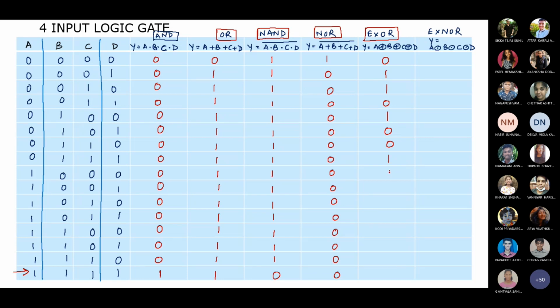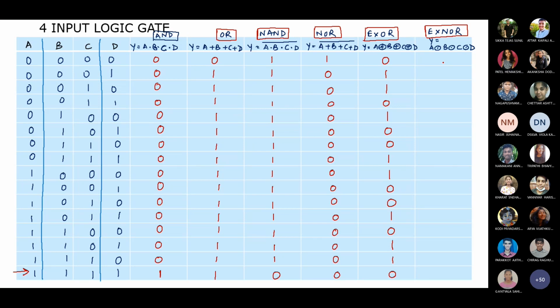Next one input is high, output is high. Next two inputs, output low. Next two inputs, output low. Next three inputs, output 1. Next two inputs, output low. Next three inputs, output 1. Next three inputs, output 1. Next four inputs, output low, 0. अंडरस्टूड ना? XOR क्लियर है सबको? Yes, ma'am.